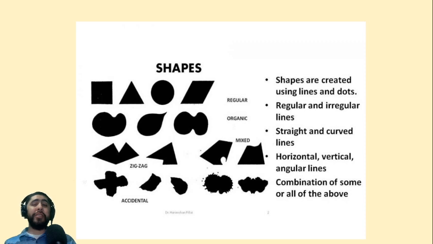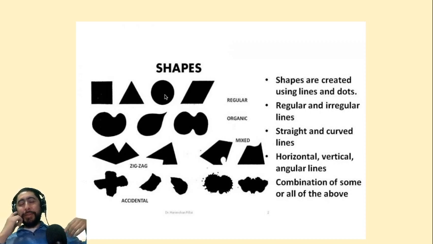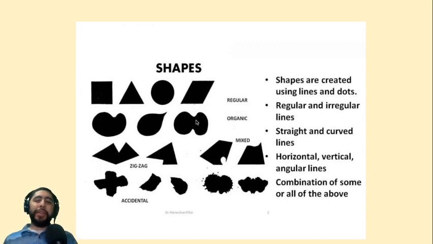Okay, and so there's many different kinds of shapes. There's square, triangle, circle. I'm just kidding. Yeah, so shapes can take all kinds of forms, right? Not just the actual shapes that we know, regular shapes, but also organic shapes and mixed and zigzag, accidental, whatever. All of these are shapes because they exist in two dimensions, and they're meant to be in two dimensions.